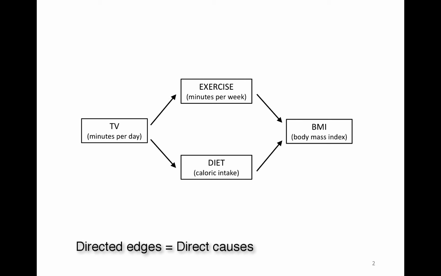So in this graph, TV watching is a direct cause of diet and of exercise, but not of body mass index. In contrast, in a graph in which the edges are undirected, we cannot make causal claims about the relationship between the variables. For example, without some further guide as to what undirected edges represent, this graph supports no causal claims.